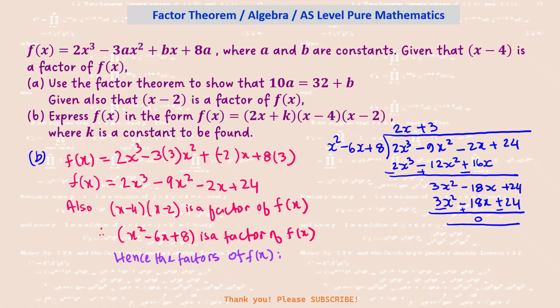So we found the three factors. They are 2x plus 3, x minus 4, and x minus 2, which were given to us. So the other factor is 2x plus 3, which means that k is equal to 3. And that's the answer.